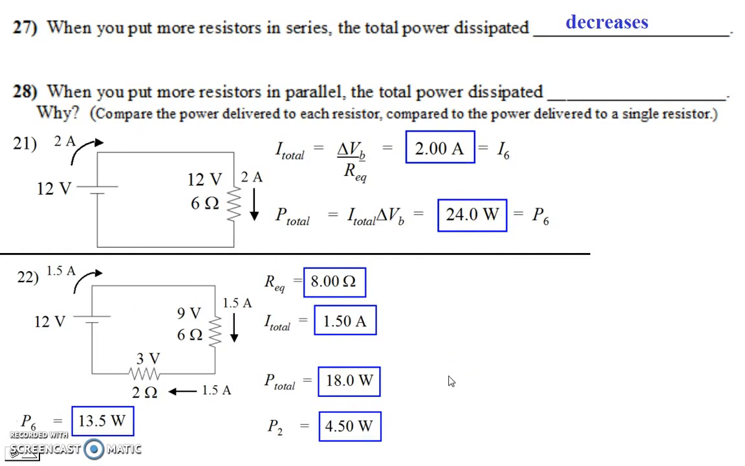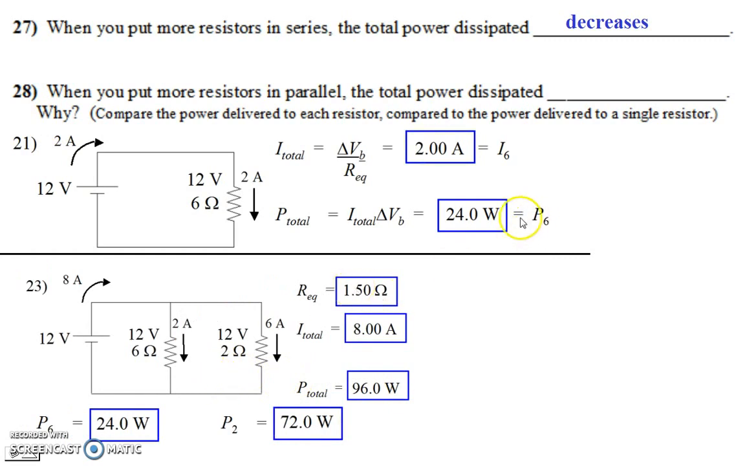We're just comparing. For 28, now we're talking about what happens when they're in parallel. So now we just place this here. Here's the total power. Here's the total power. What happens? Increases. Simple. Okay. Now, why does it increase? So now look at the individual powers. Here's the 6 ohm resistor by itself, dissipating 24 watts. Here's the 6 ohm resistor still dissipating 24 watts.